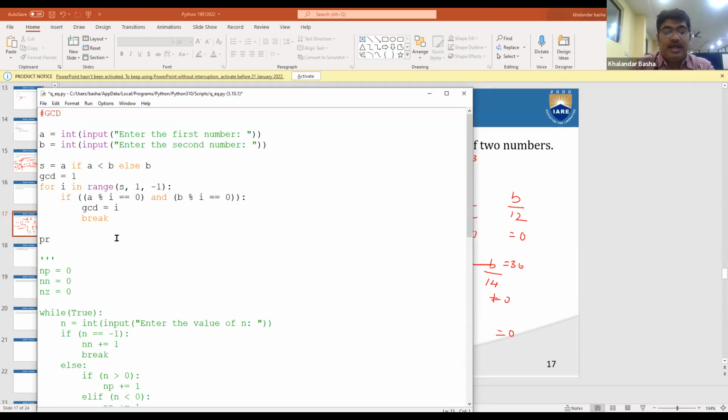So at the end, I'll print the GCD of two numbers. So %d, comma, %d is the GCD of number 1 and number 2 is the %d. How many values are we entering here? 3 values. What is the first value? It is A. The second value is B. The third value is GCD.